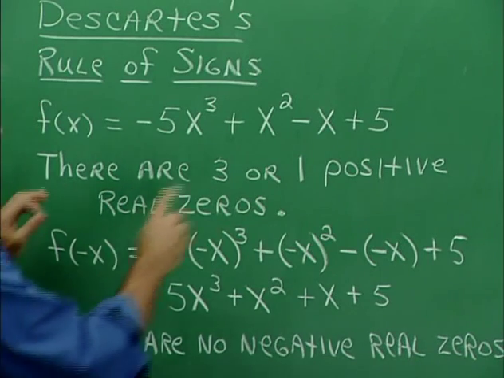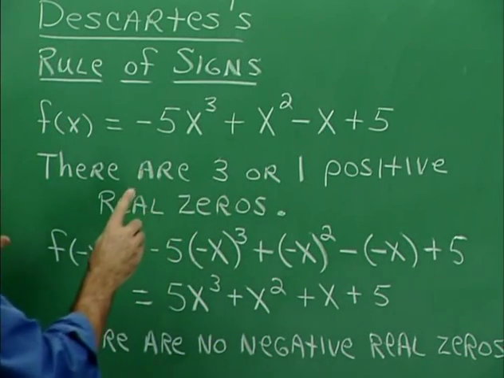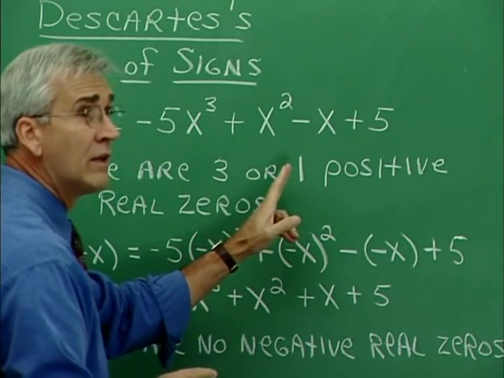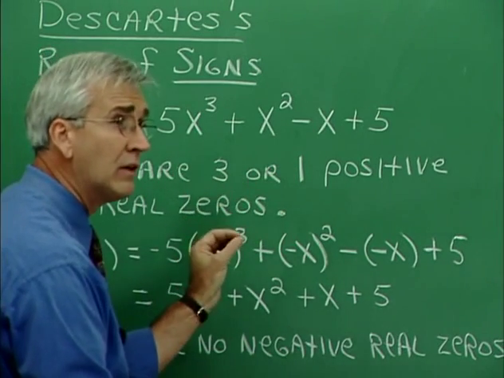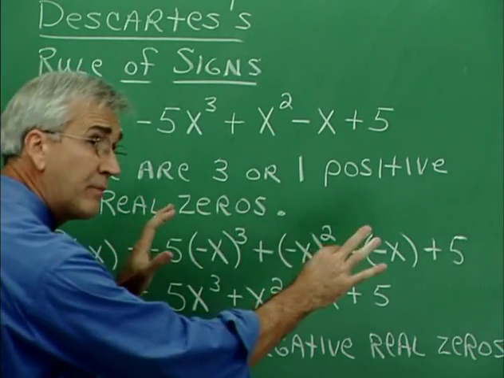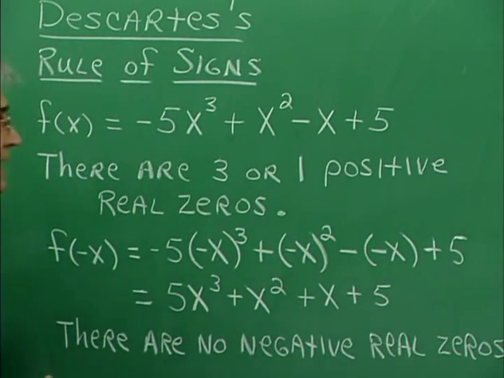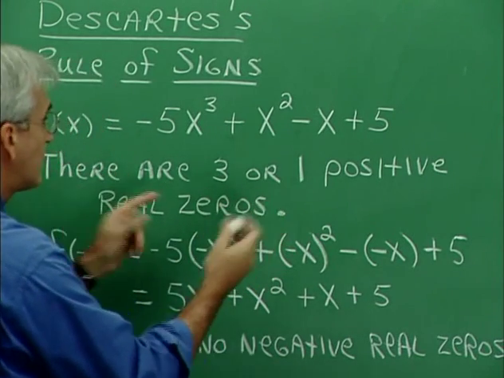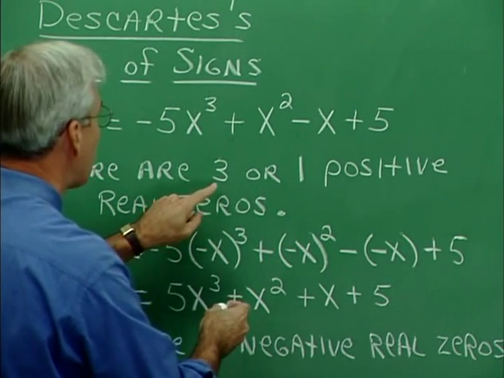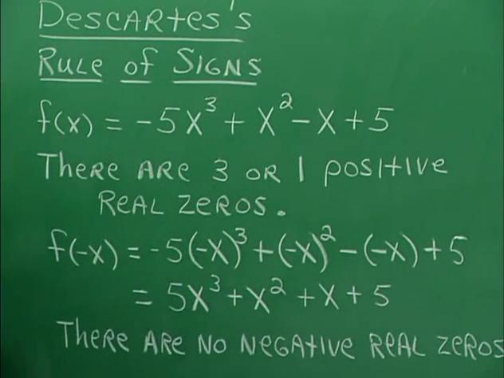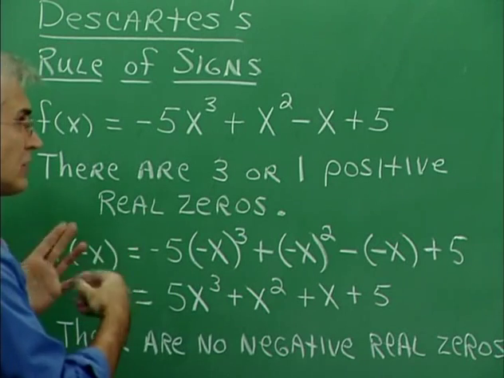This allows you, in certain situations, to realize that if there's 3 or 1, then there is at least one real zero, and that means a real x-intercept, a real crossing of the x-axis. So graphically, we would look for a crossing, and there are either 3 crossings or 1 crossing in the graph of this function. So it tells us those kinds of things.